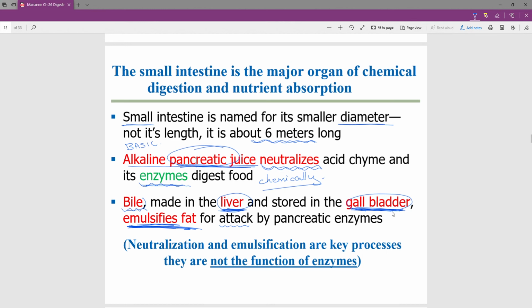So lots going on. We're going to go back to the enzymes because they're really important. But just to recap, the neutralization by the alkaline pancreatic juice and the emulsification by the bile are key processes, but they are not the functions of enzymes. They help in our chemical digestion, but they're not actually chemical digestion in the sense of an enzyme-mediated reaction.